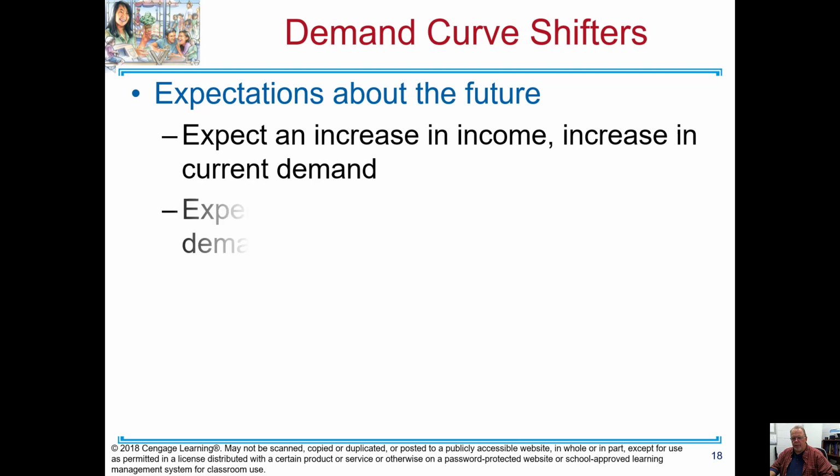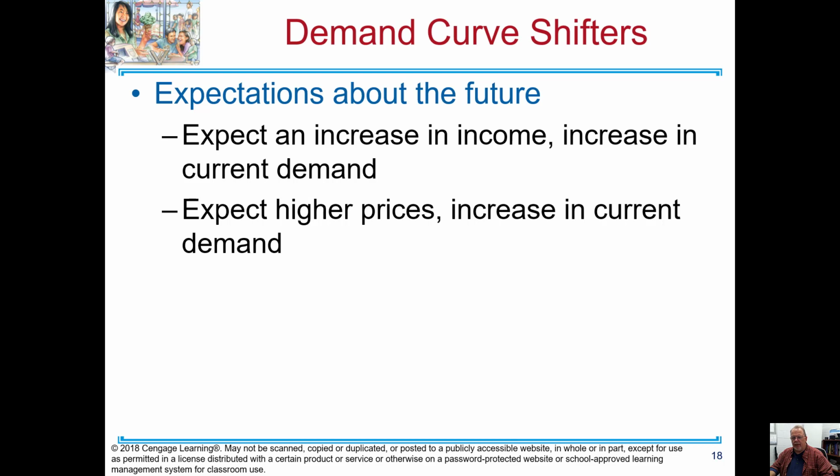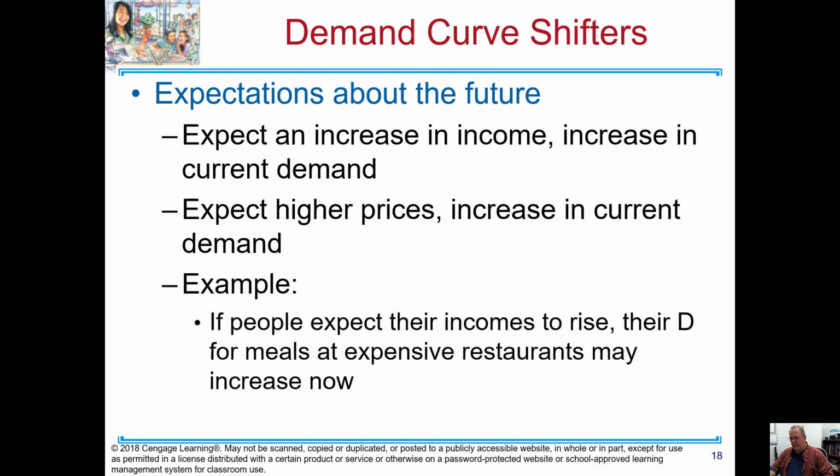Expectations about the future. If you expect an increase in income, there'll be an increase in demand. If you expect higher prices, you'll increase your current demand. For example, if I tell you the price of gasoline is going to go up 50 cents tomorrow, you're going to do everything you can to get gas today. If I tell you that the price of gas is going down tomorrow, you'll do everything in your power to hold off the purchase of gasoline until tomorrow. So if you expect it to get cheaper, you'll wait, which would be a decrease in current demand. If you expect it to be going up, that means your current demand will increase.